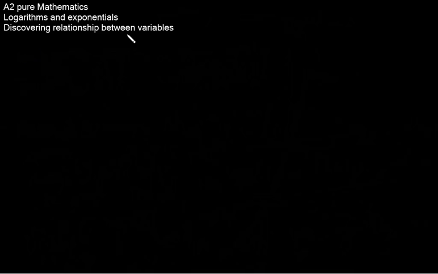In this video, we'll be discovering some relationships between variables. Let's say we have a function y is equal to k times x to the power of n. In this case, k and n are both constants.